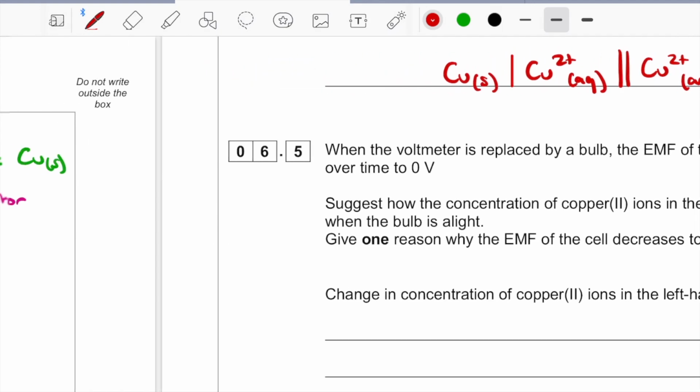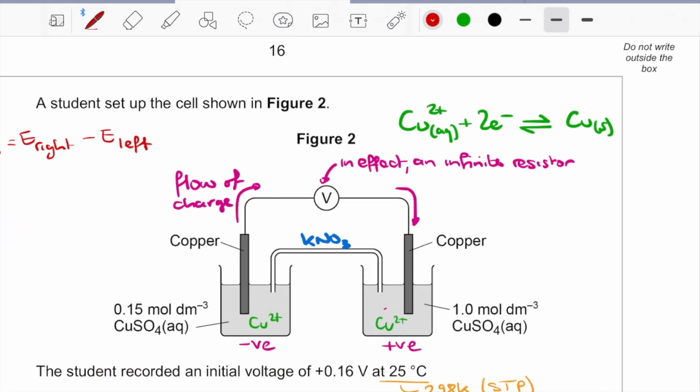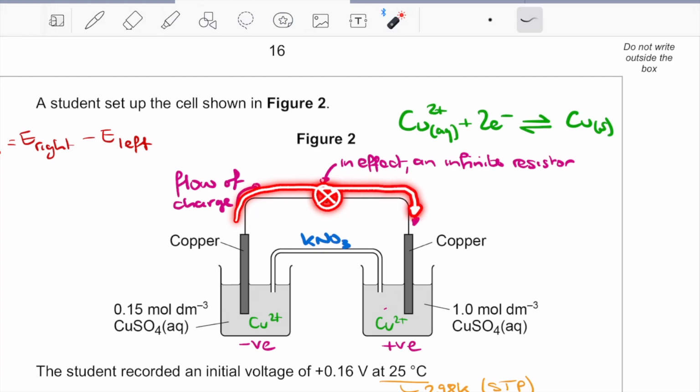So let's just go back to the diagram. I have written the direction of the flow of charge. But one of the things that we said is that when we have the voltmeter there, that's in effect an infinite resistor. So even though we have a potential difference, even though we have a direction that the charge would flow in, we don't actually have a flow of charge because there's an infinite resistor preventing that from happening. They have replaced the voltmeter with a bulb. Now, that is still a resistor, but the charge can now flow. So the charge is going to be flowing in this direction.